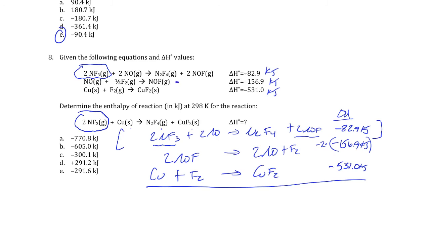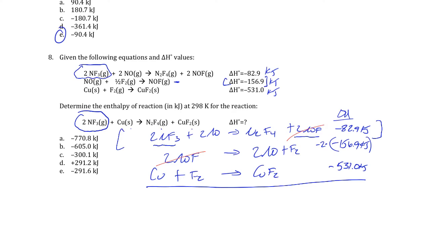And I see my second reaction has NOF, but on the product side. So I have to flip the reaction to put NOF onto the reactant side, and then I have to double all the coefficients. So I'd be multiplying the delta H of that second reaction by minus because I'm flipping it, and 2 because I'm doubling the coefficients. So I go minus 2 times minus 156.9. And so now my 2 NOF would cancel. Let me actually do that with red. So 2 NOF will cancel.